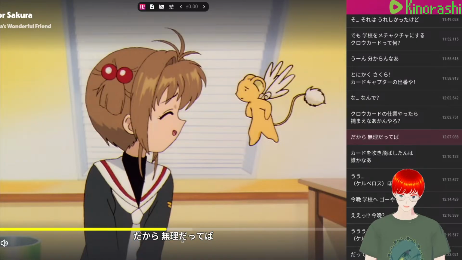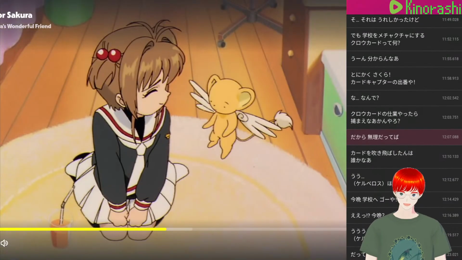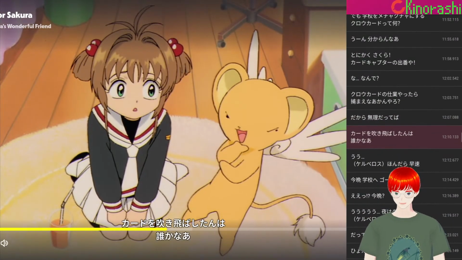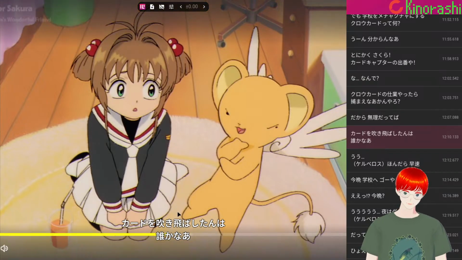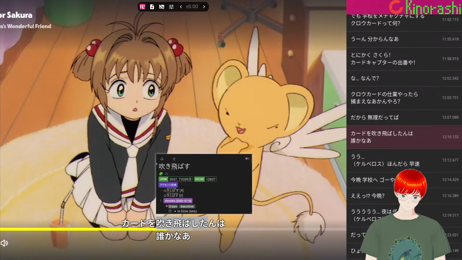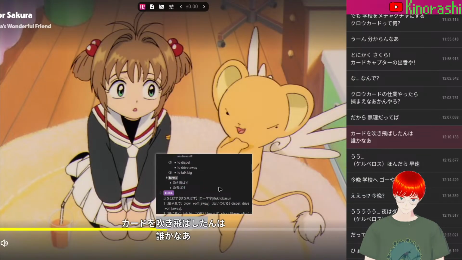だから無理だってば。カードを吹き飛ばしたんは誰かな。 Fuki tobasu: to blow away, to blow off, to blow up, to dispel, to drive away, to talk big.